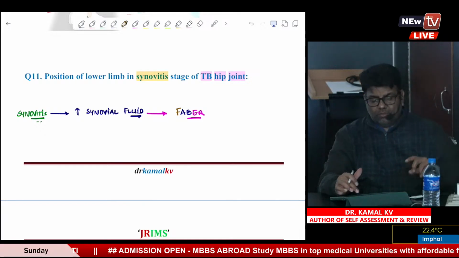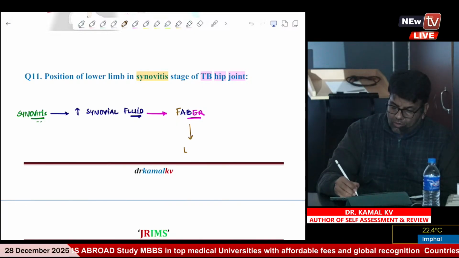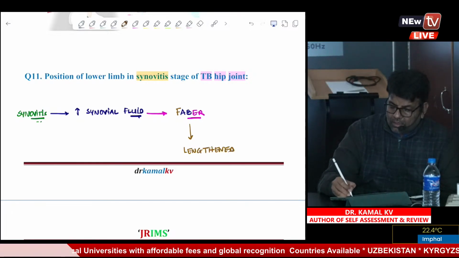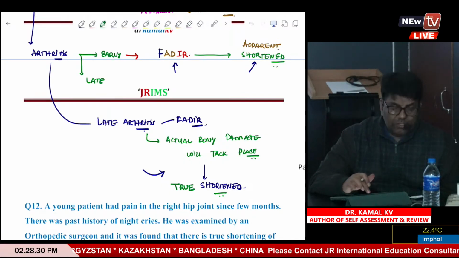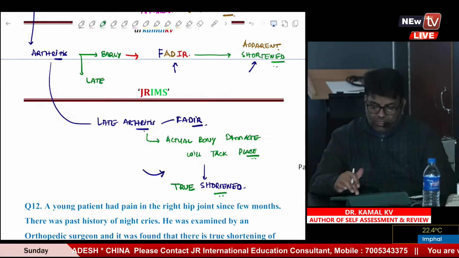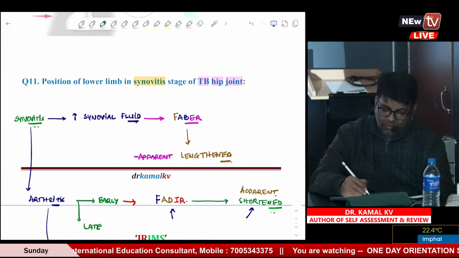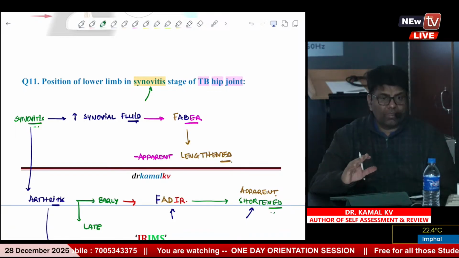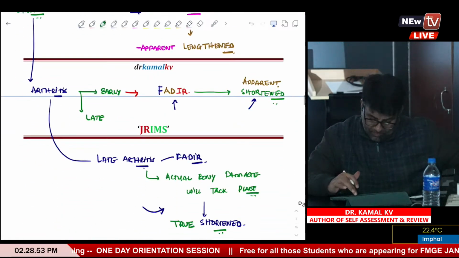Now if someone keeps the lower limb in this position, it looks as if the lower limb is lengthened. The length of the 2 sides, you cannot say whether it is stage 2, that is early arthritis, or stage 3, that is late arthritis. So this is how clinically we differentiate. The question here is very straightforward, but in the real exam the questions are extremely difficult. But if you know the point, you can answer it easily.